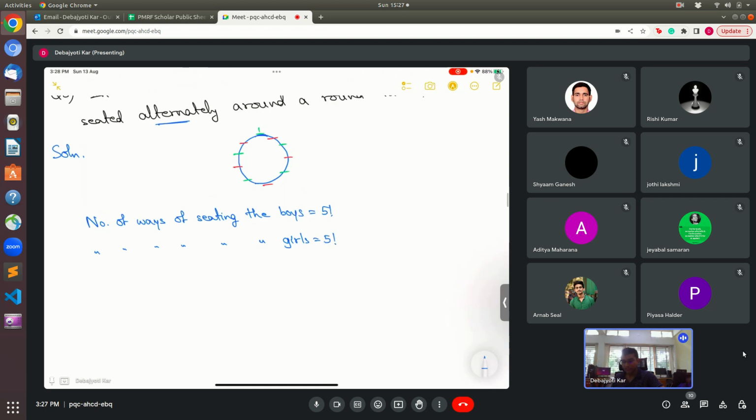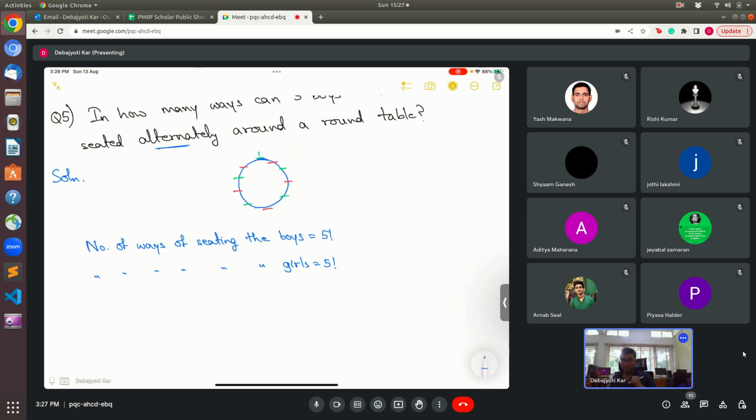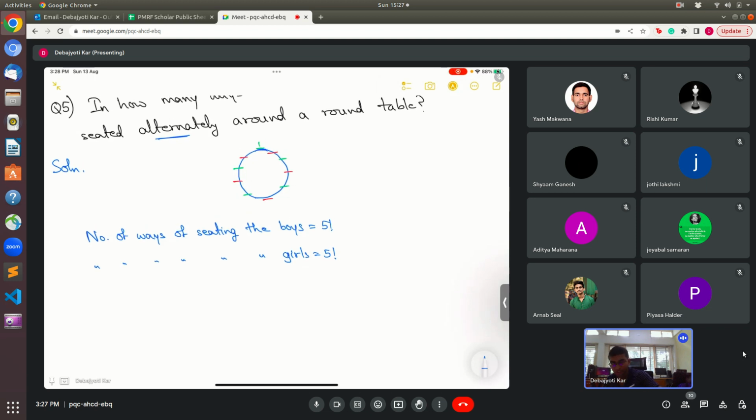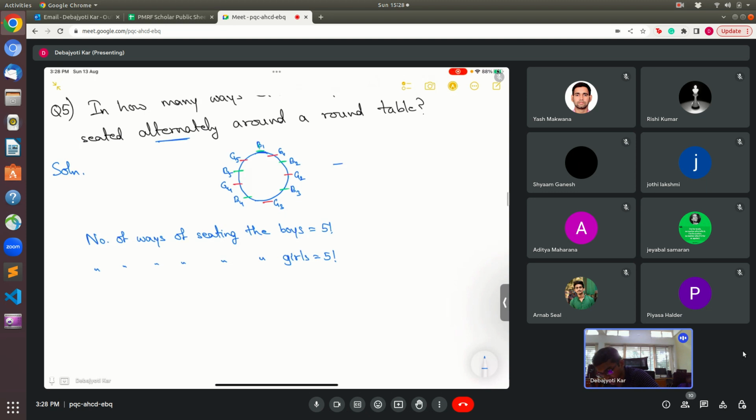But now we have to consider that this is a round table. So basically any cyclic permutation we have to count only once. What does that mean? For example, let's consider one particular arrangement. Suppose this is one particular arrangement where we have B1, G1, then B2, G2, B3, G3 and so on. Now this arrangement is exactly the same as this particular arrangement.